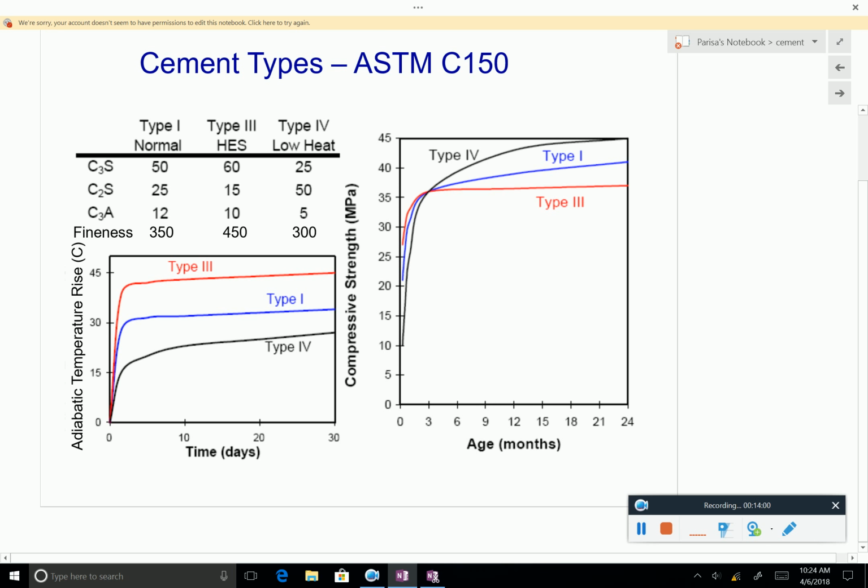So let's analyze this a little bit. For example, let's compare type 1 and type 3. What is different between the two in terms of composition?